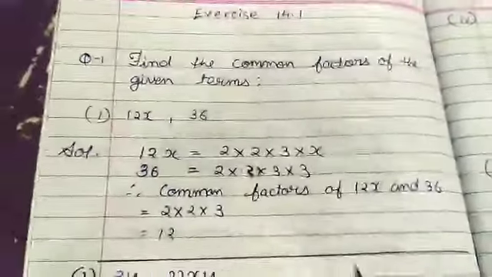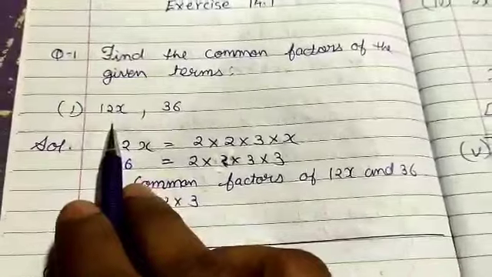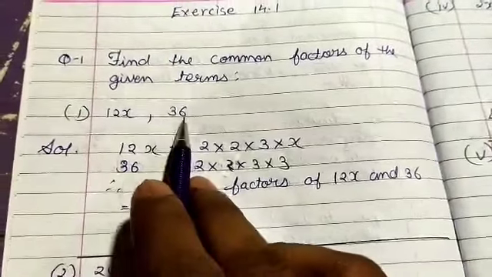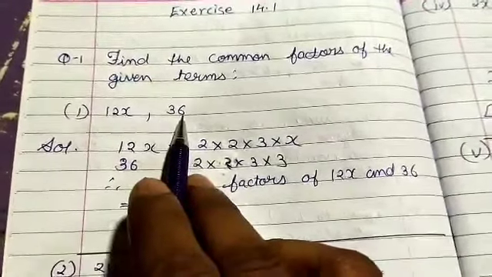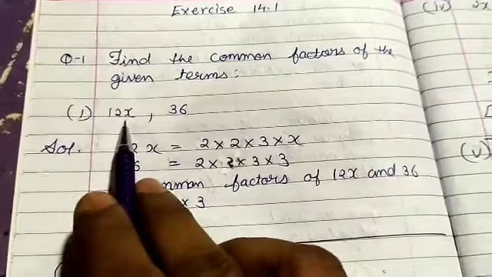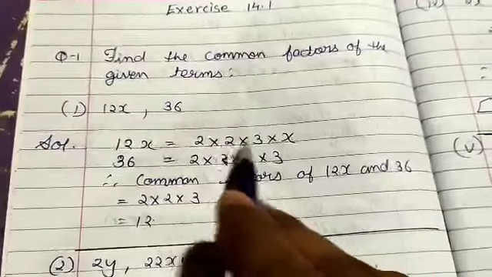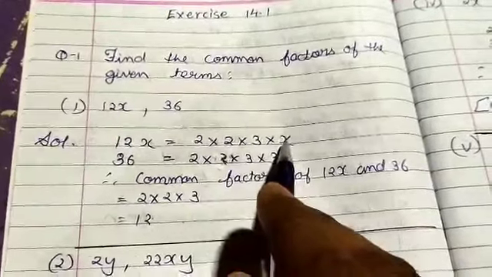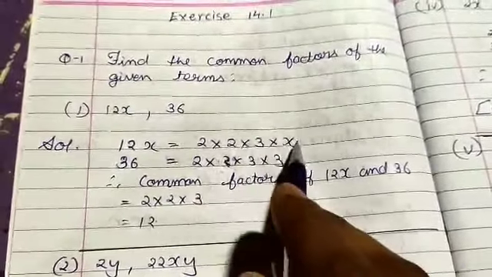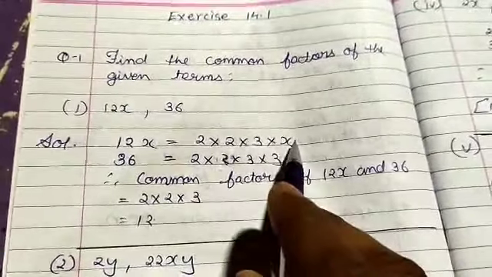Common factor. Now how to find the common factor? For that we have to find the factors of both the terms. The first question is given 12x and 36. So find the factors of 12x: 2 2s are 4, 4 3s are 12, into x, that is 2 into 2 into 3 into x.